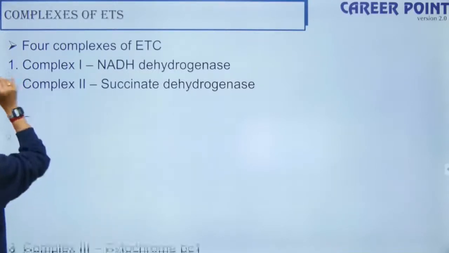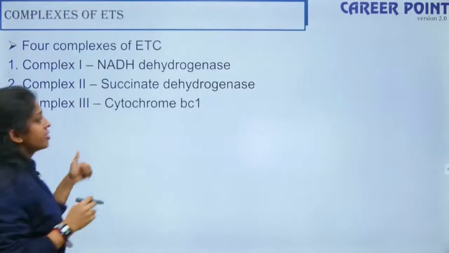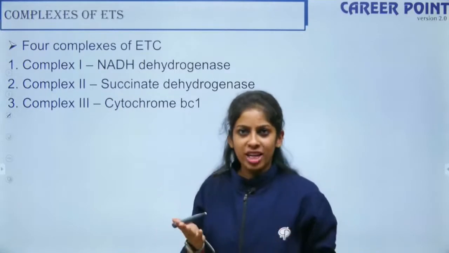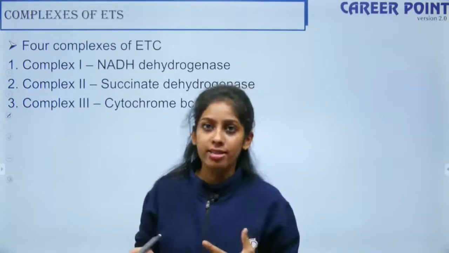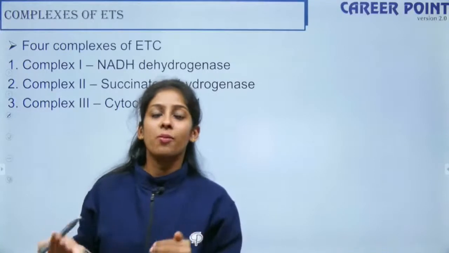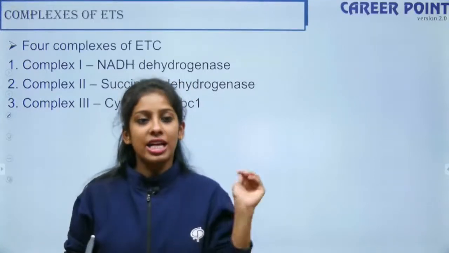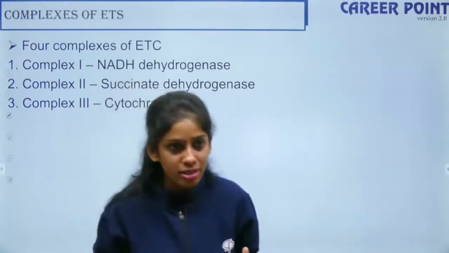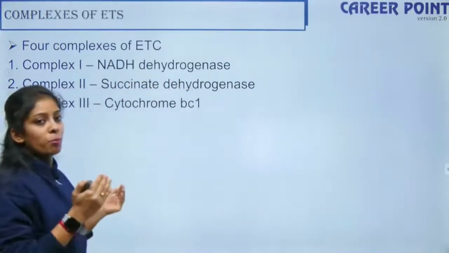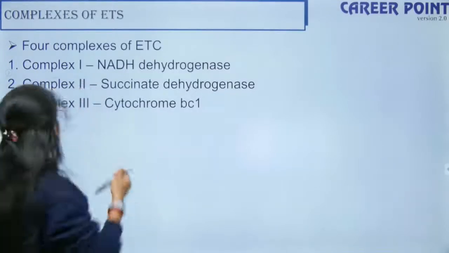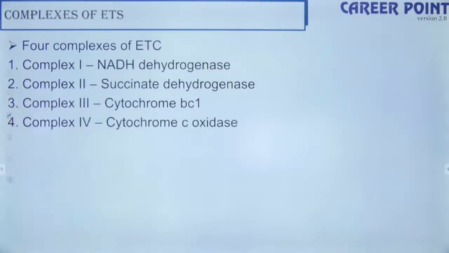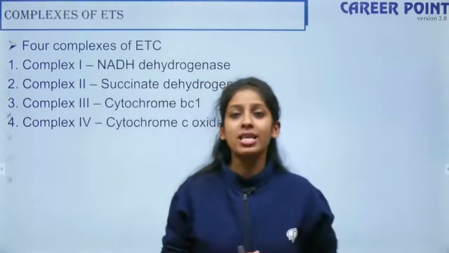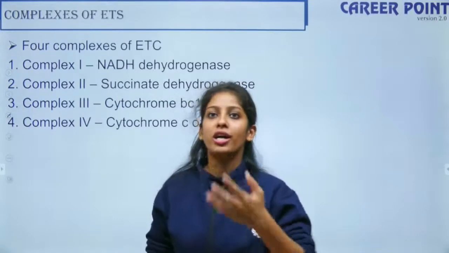Complex 3 is called the cytochrome BC1 complex. You have seen cytochrome in your Z scheme where you have PS1 and PS2. There also electrons move through them. You know cytochrome is a component with iron sulfur clusters, right? So you have cytochrome B and C as complex 3. Now what is the last complex? That is your cytochrome C oxidase complex. These are the 4 main complexes, and the last one, which is not mentioned here, is your ATPase.